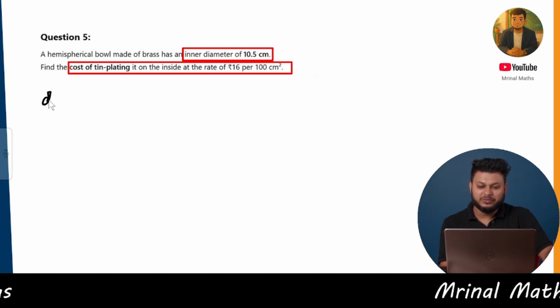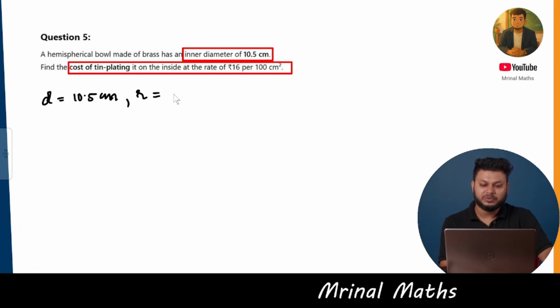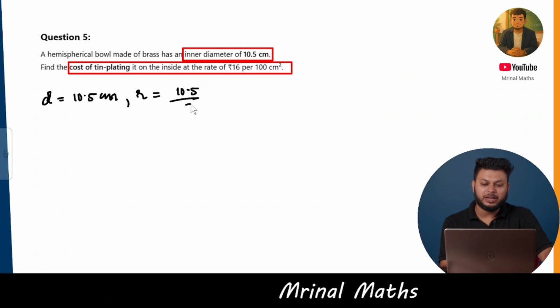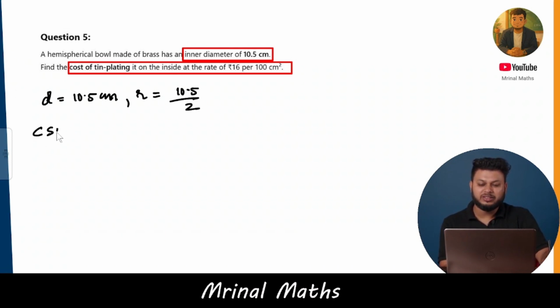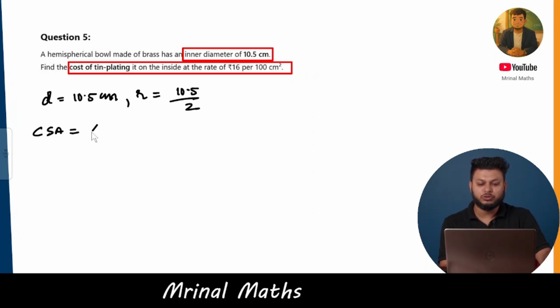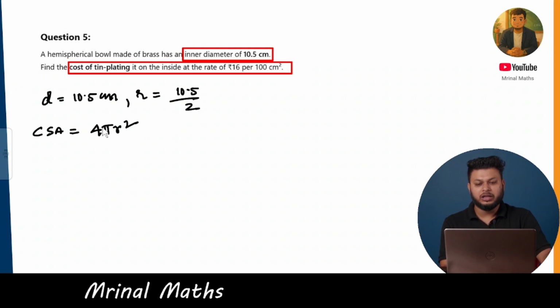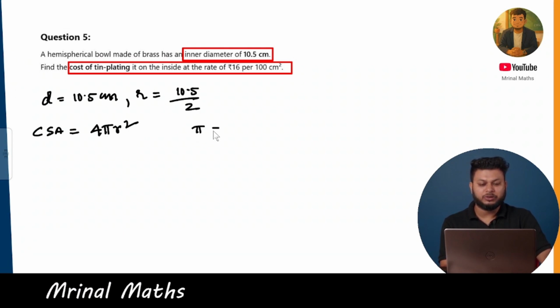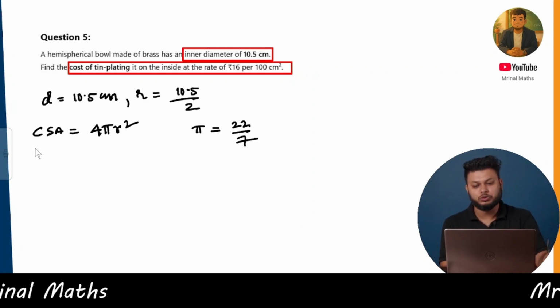So diameter given is 10.5 centimeter. So you can easily get the radius. Radius is 10.5 by 2. Going ahead, from here you can easily calculate the curved surface area. As you know, 4 pi r square. You know the value of r. You know the value of pi. You can use 22 by 7 for simplicity. All the values are known to you.